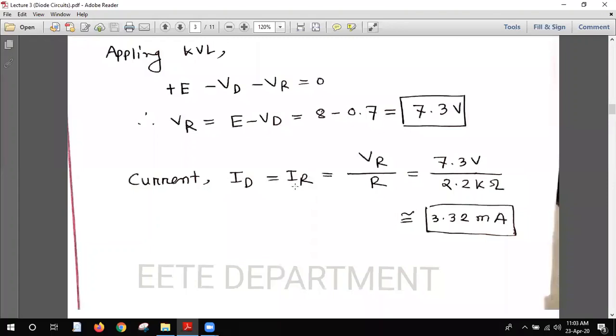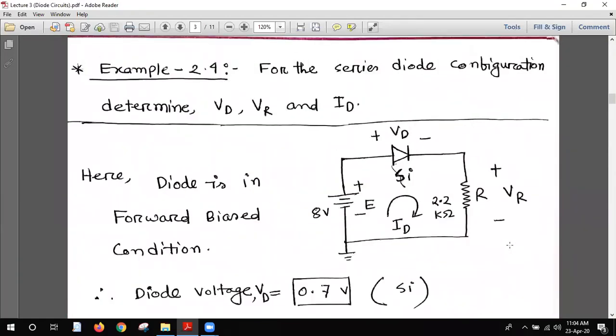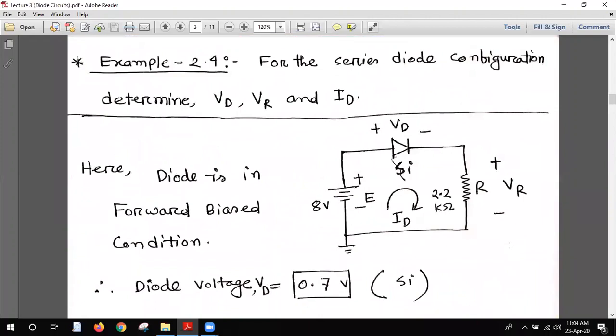So to find out ID, ID equals IR, and we all know Ohm's law, VR by R, the voltage divided by the resistance. The VR value is 7.3 volt and the R value given in the circuit is 2.2 kilo ohm. If we divide, it will be 3.32 milliampere. So that was the solution for this series diode configuration.